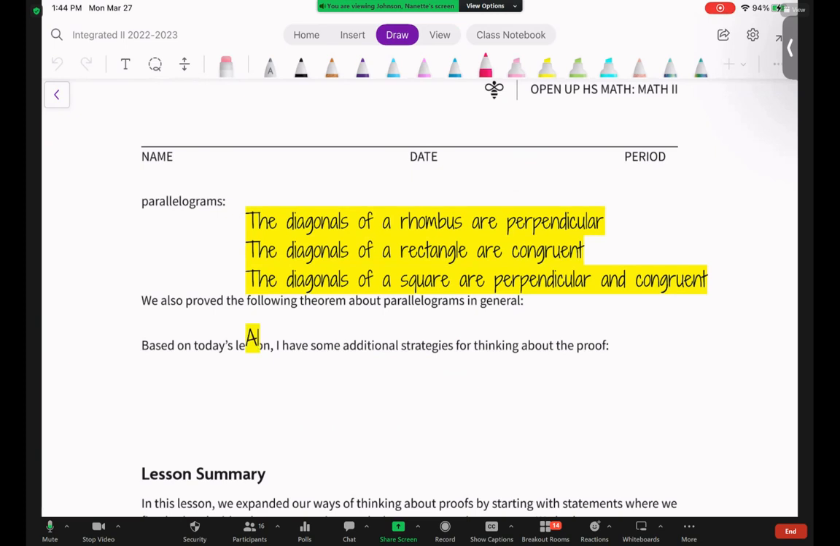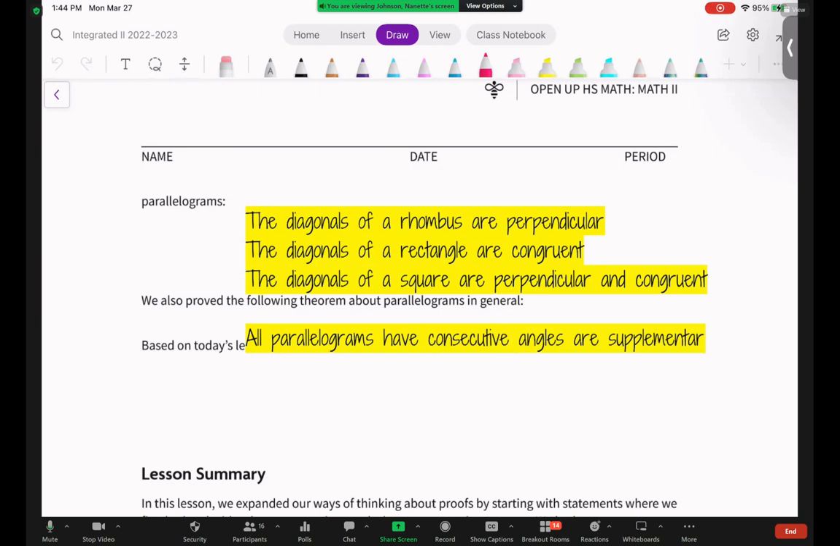All parallelograms have consecutive angles that are supplementary. Oh, sorry, this is coming out a little funny here. I'm just going to scoot it over. You guys get what I'm talking about.